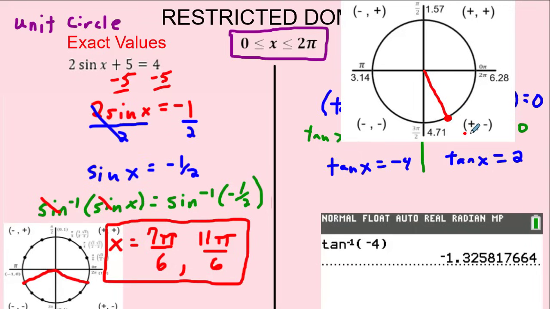But where else is tangent negative? Where else are the signs different? Aha, up here. So the calculator won't tell you the other version of that where tangent's negative. So you have to be careful. You actually have to find these. So let's go ahead and find these.